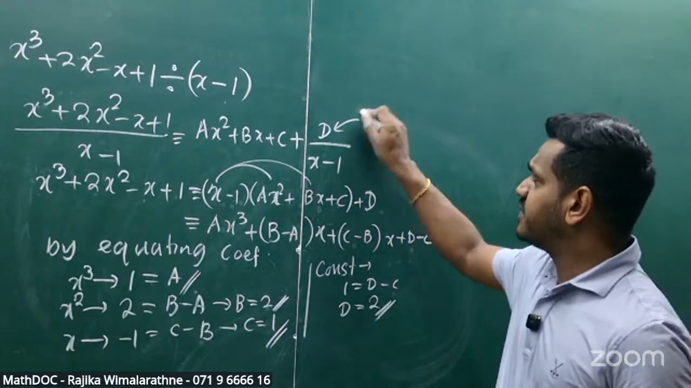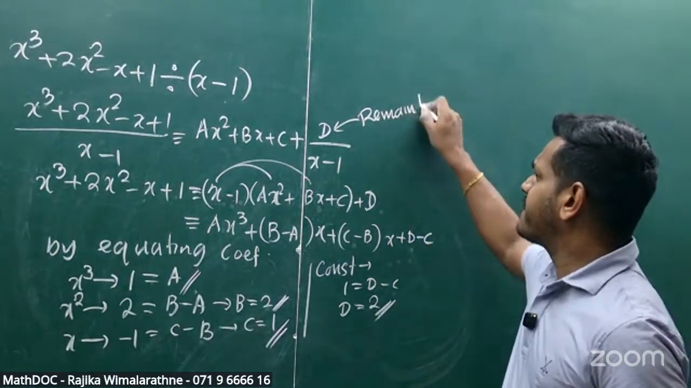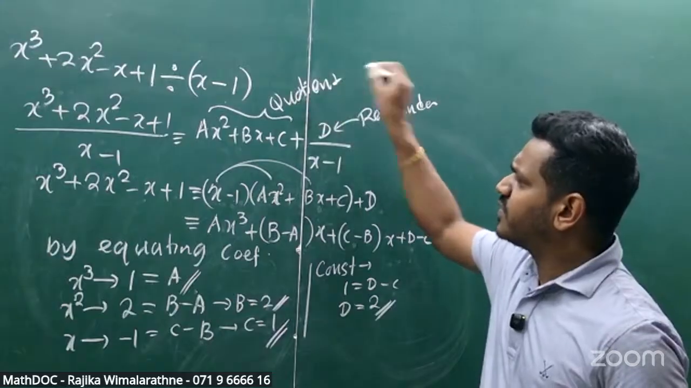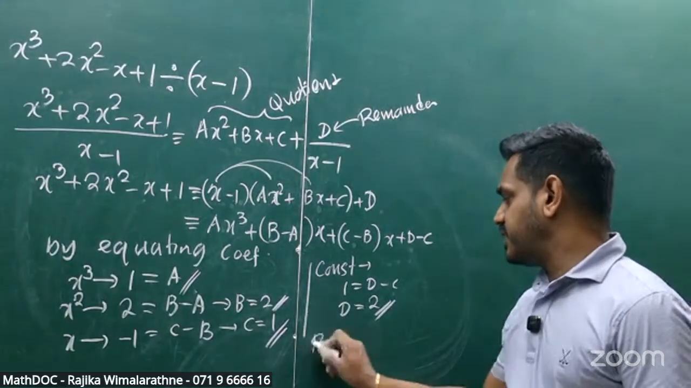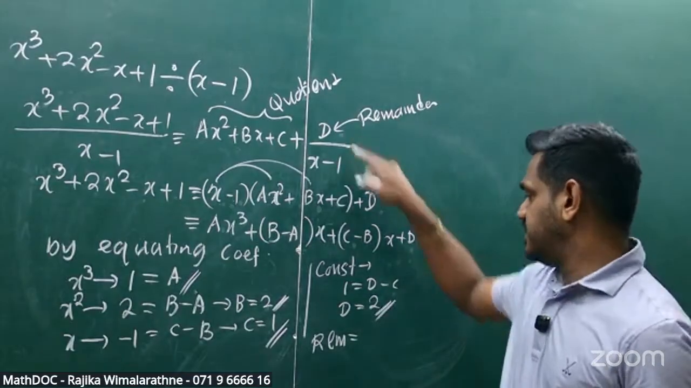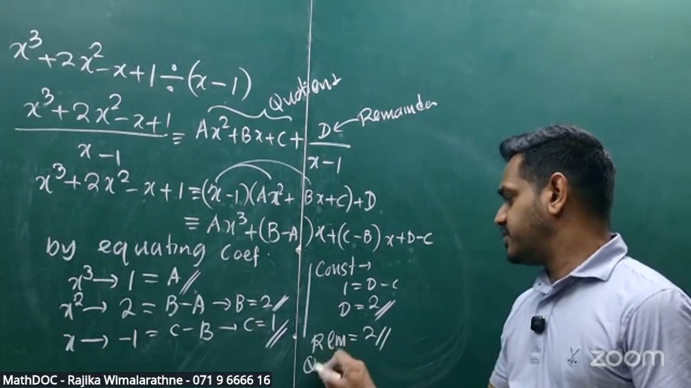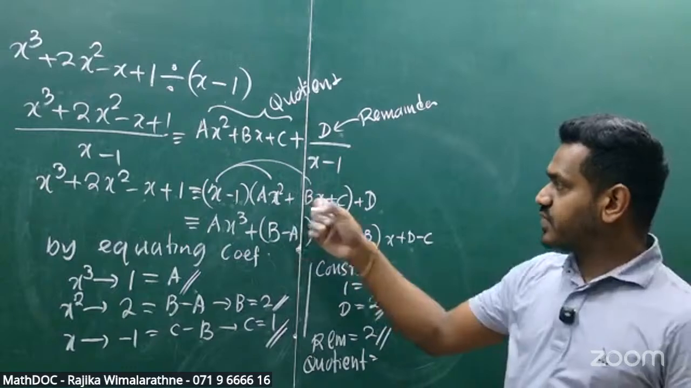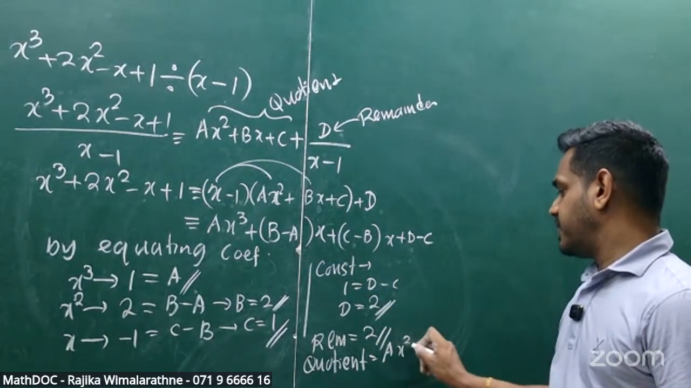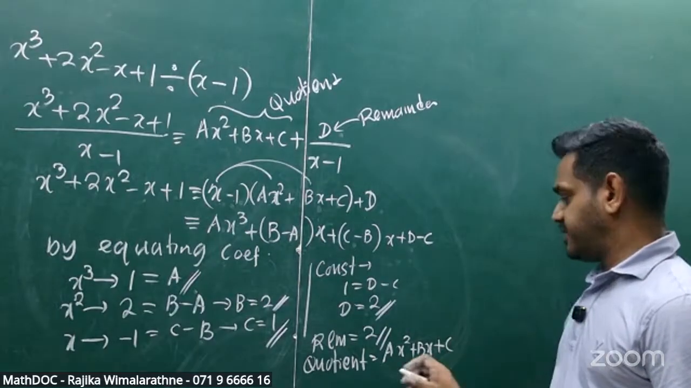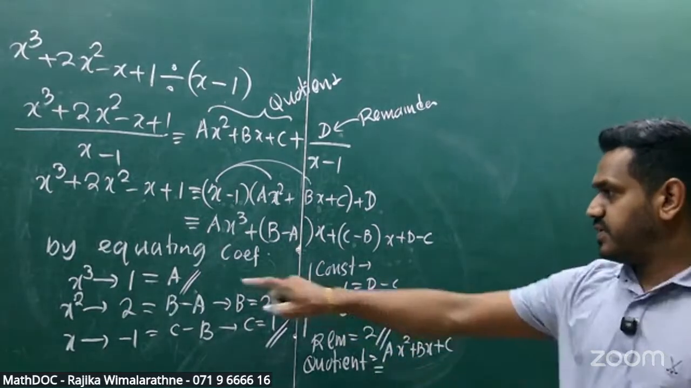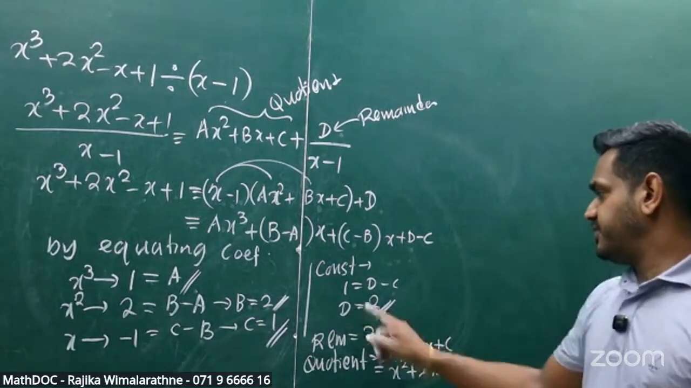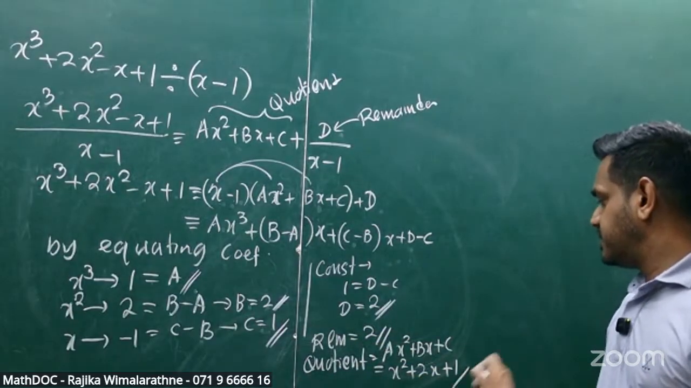Then the remainder is this. And this we call the quotient. Okay. Then the remainder is d, that is 2. Then the quotient is ax squared plus bx plus c. Okay. Then a value is 1, b value is 2, c value is 1. That's how we get it.